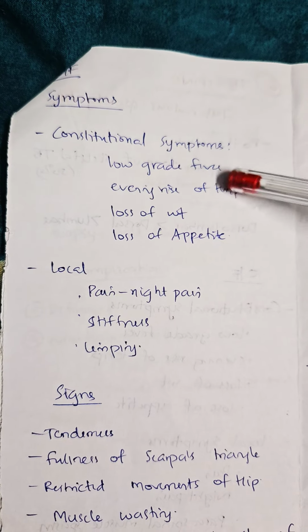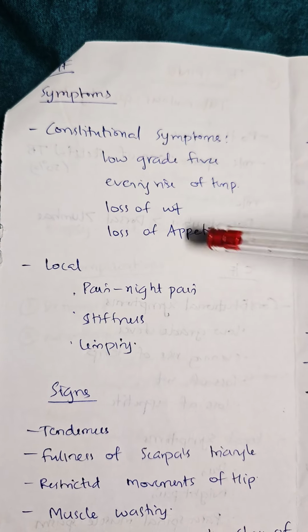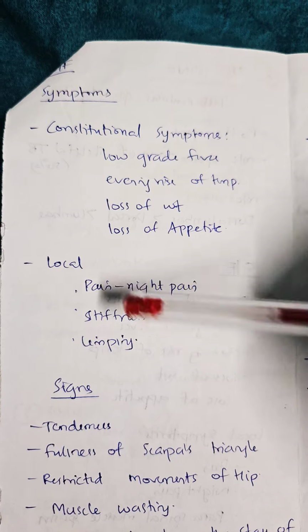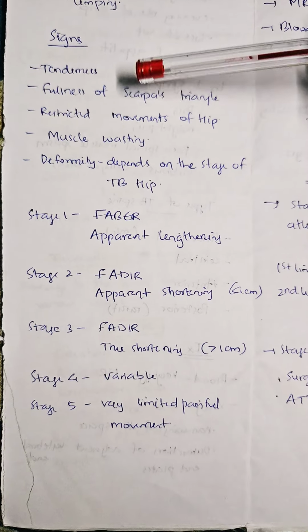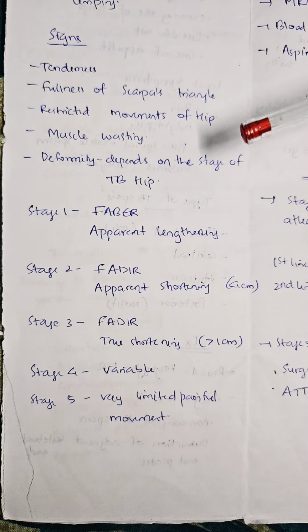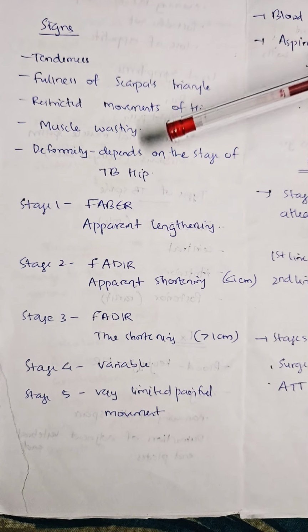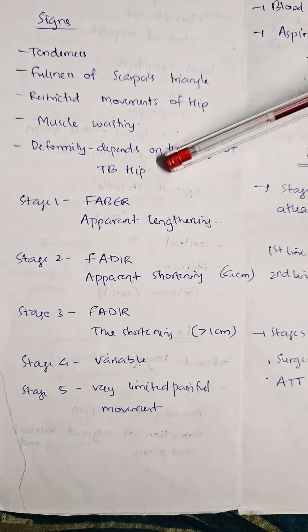Symptoms: there can be symptoms of TB, that is fever, loss of weight and appetite. Then local symptoms include pain, stiffness of the joint, and limping. Coming to the signs, there can be tenderness, fullness of Scarpa's triangle, restricted movements of the hip, muscle wasting, and deformity. It actually depends on the stage of TB hip.